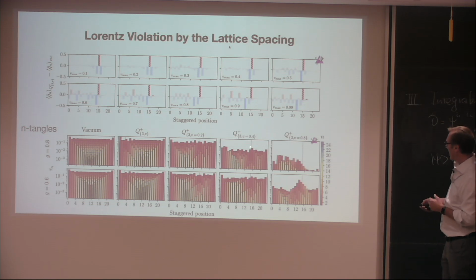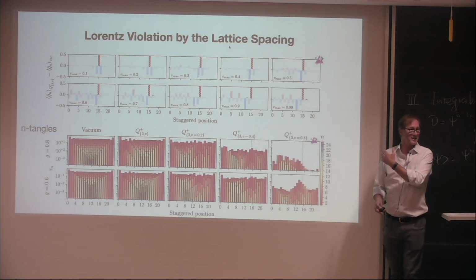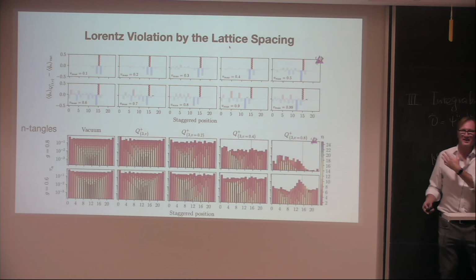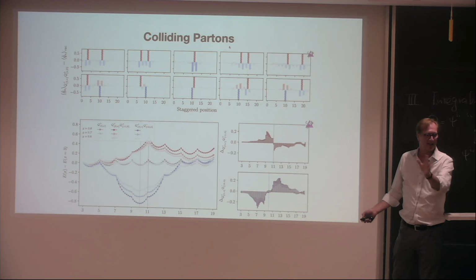So the tangles, even at velocities of 0.4, you've really destroyed what the entanglement structures look like. One of the things we see here is that the lattice does more violence to quantum information than it does to ordinary non-quantum information. So you can do other things, and I am out of time.